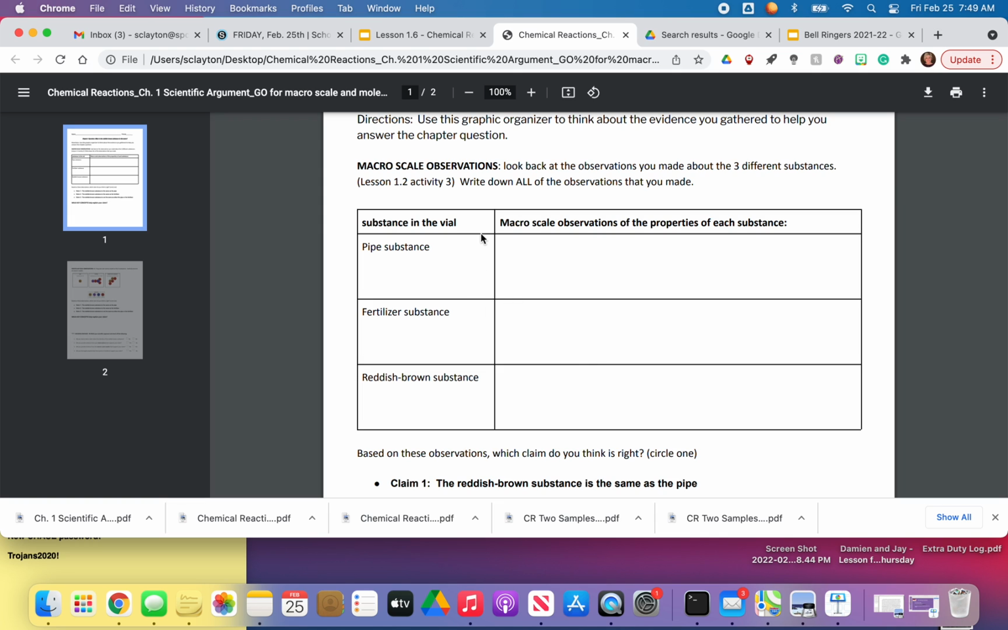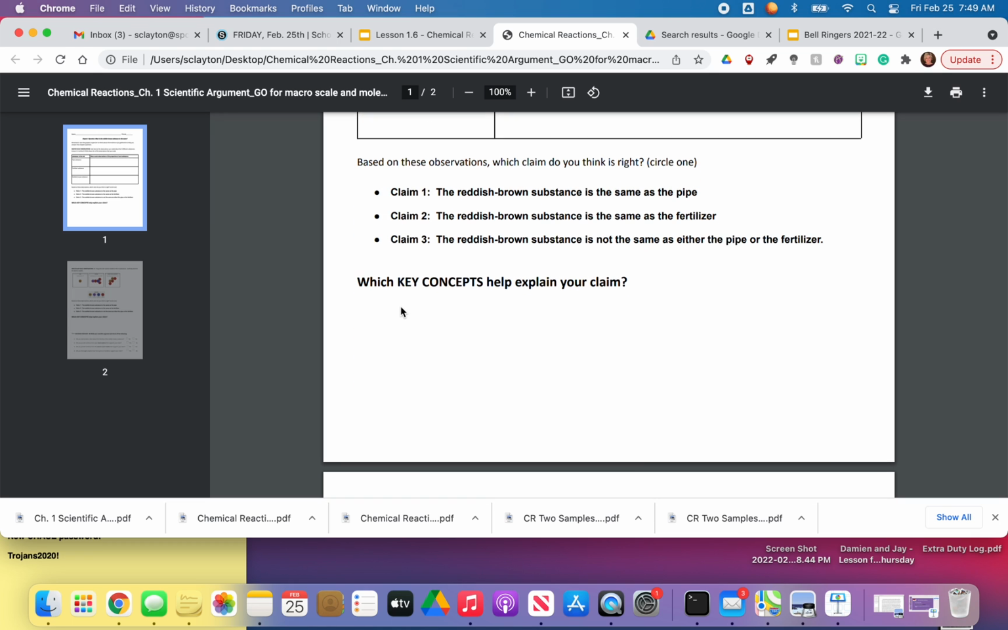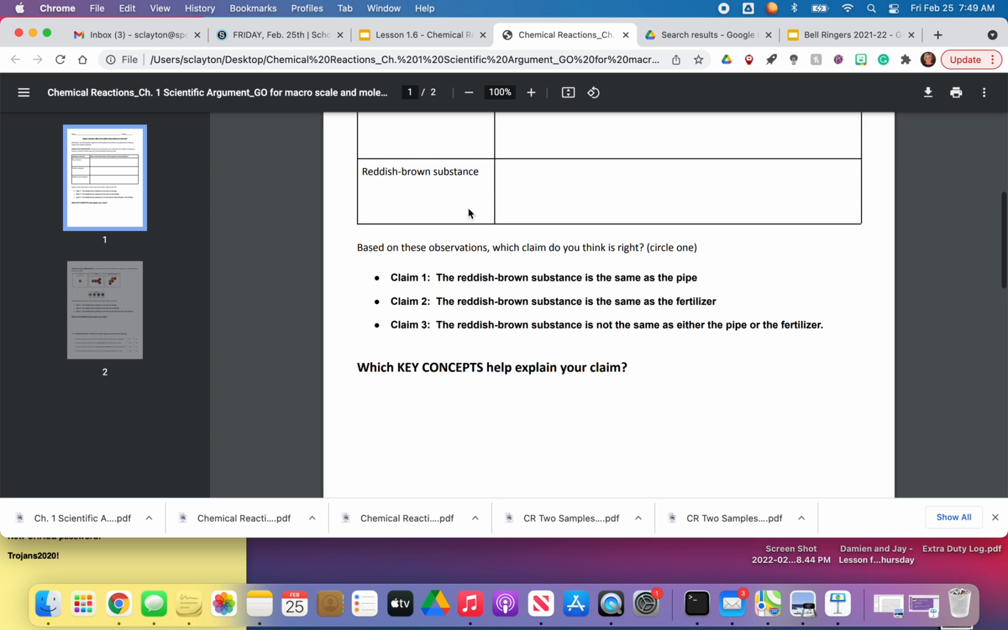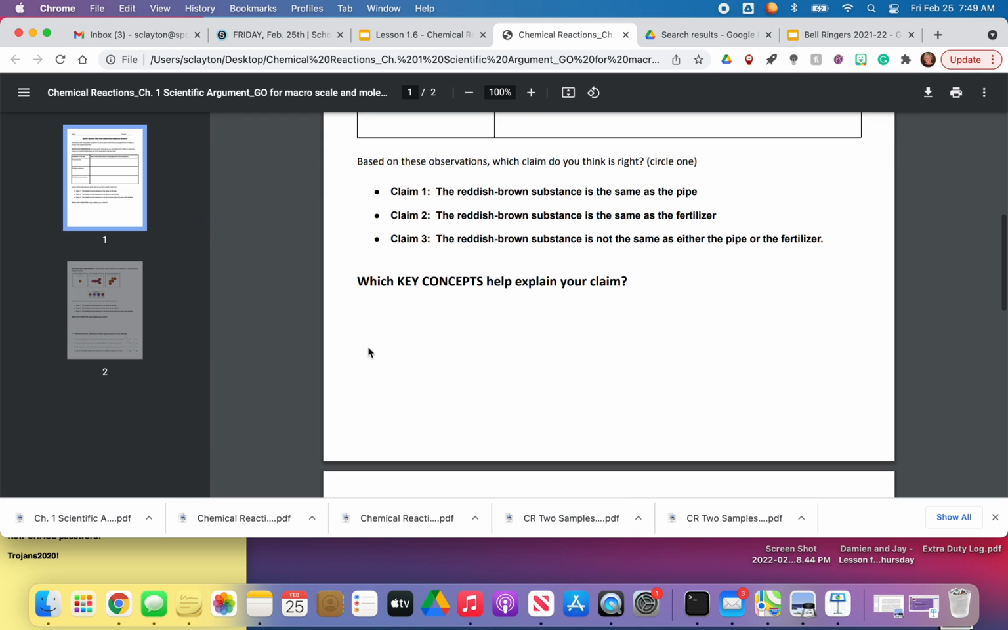This is evidence, okay? So you'll write down the evidence that you made on a macro scale. And then based on those observations, which claim do you think is right? The kids are going to circle 1. And then I made a space for you to really think about what key concepts help explain the claim using this evidence. So as you write your scientific argument, you're going to be using RACE. This is your evidence, and the key concepts will explain the evidence.